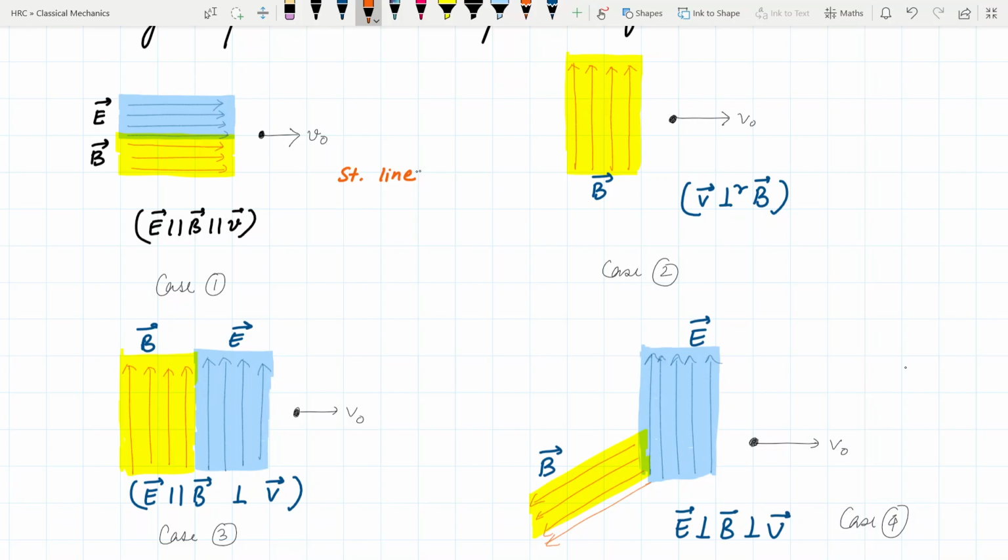All right. Does anybody else think it's not a straight line? It's something else? All of you agree that it's a straight line, right? Okay, let's go to case number 2. What do you think should be the nature of the trajectory? Case number 2. What possible trajectory will the particle have?